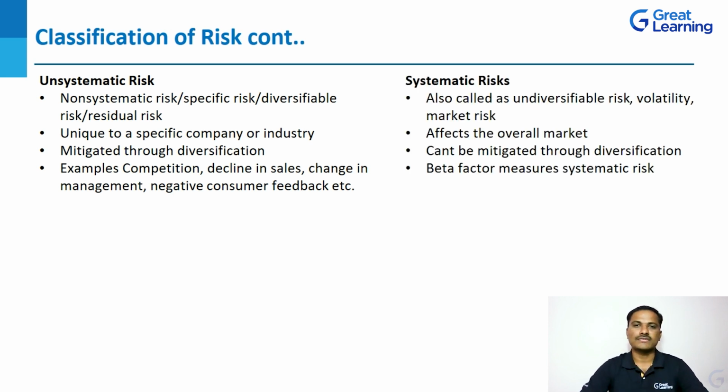There is another category of risk called systematic risk. This is also called undiversifiable risk, volatility, or market risk. Why is it called systematic risk? It is affecting the entire market. It is affecting the overall market. That's why it is systematic risk. The good thing is this systematic risk can be measured, mitigated and managed. Okay, so this can be measured using the beta factor. The beta factor is used to measure the systematic risk.